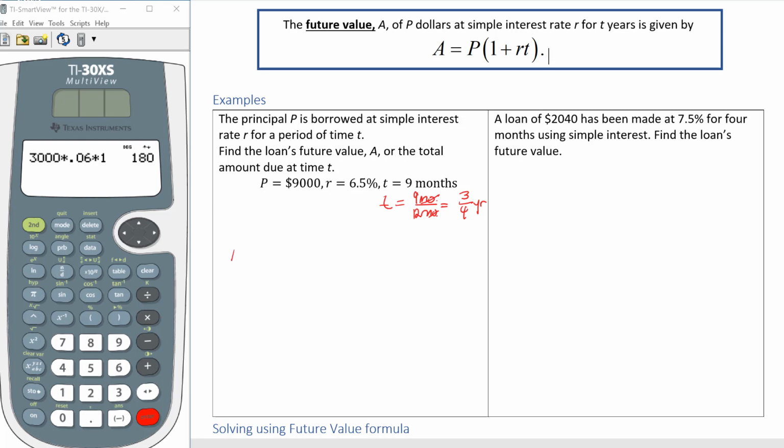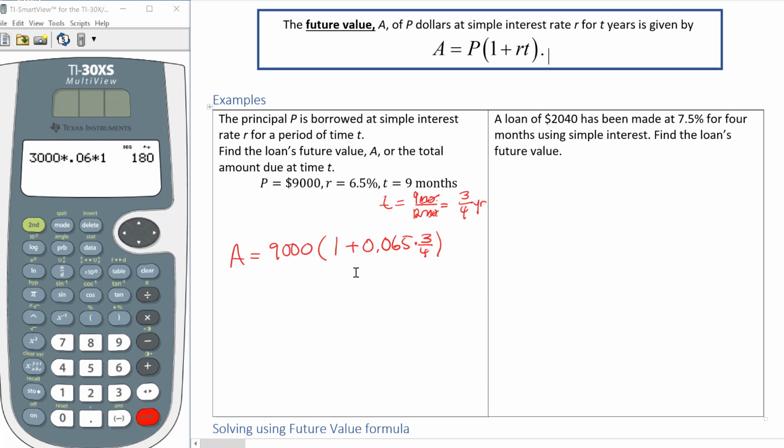When I plug in my values, I have A equals P, for principal or present value, which is the $9,000 borrowed at simple interest, times parentheses 1 plus my rate, which in this case is 0.065, times the time, which in this case is 3/4, because 9 months is 3/4 of a year.